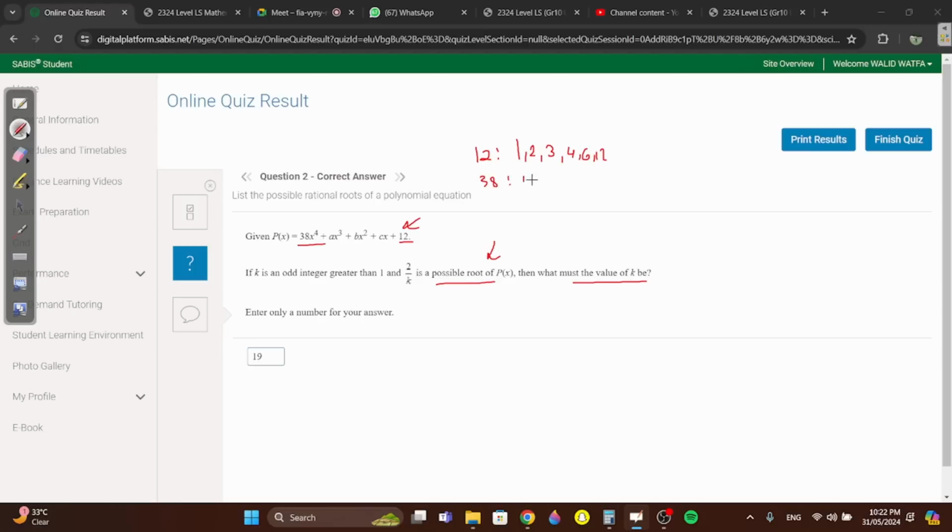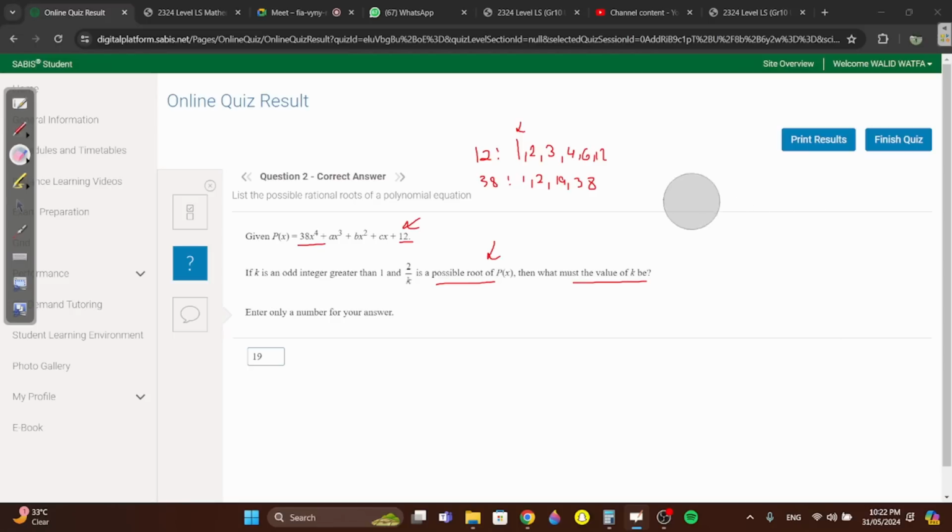38 is 1, 2, 19, 38. 1 times 38 is 38, 2 times 19 is 38. So we have to now divide, okay? Let's start with the 1. You have 1 over 1, 1 over 2, okay?